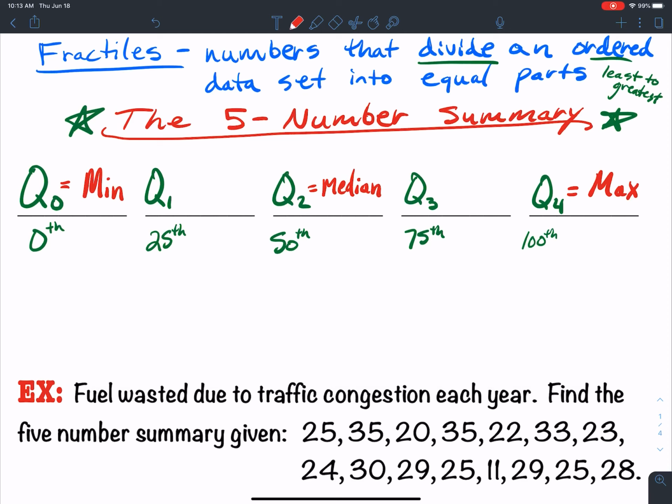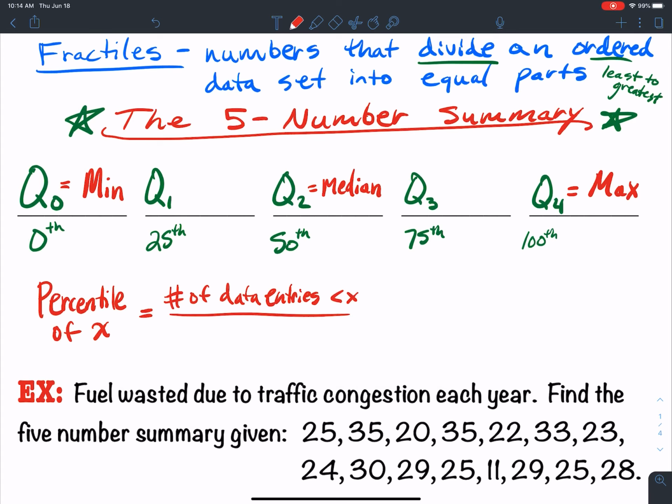So let's talk about percentiles. The percentile of X is equal to the number of data entries that are less than X over the total number of data entries, period, multiplied by 100. Now some textbooks do less than or equal to, that way you can get to that 100th percentile there. If you don't, then you can't really ever get to that 100th percentile, right?